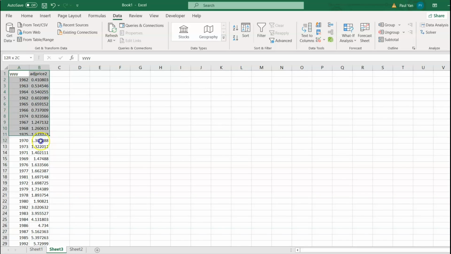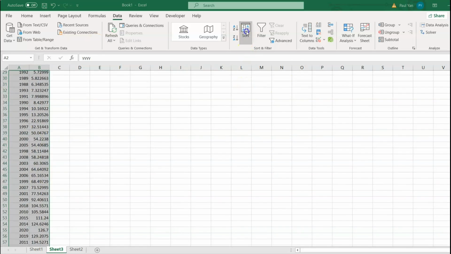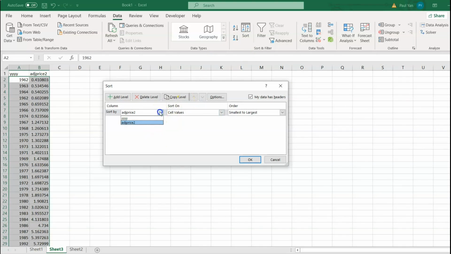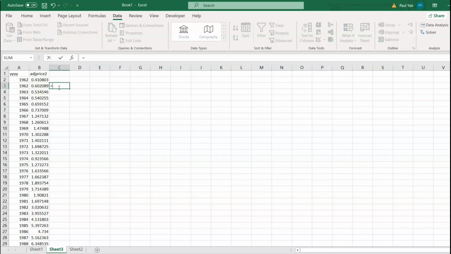The second time we are going to sort it one more time. We only sort this value according to year, also from smallest to highest. We click OK. So the first one we can think of as the beginning of the year and the ending of the year, and so this is where we can calculate the first return.